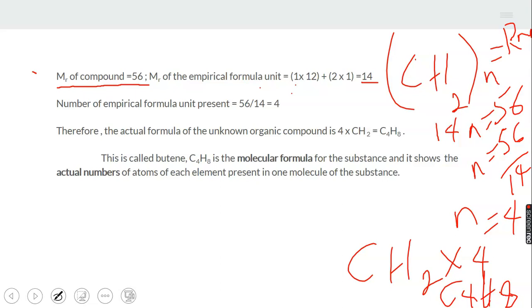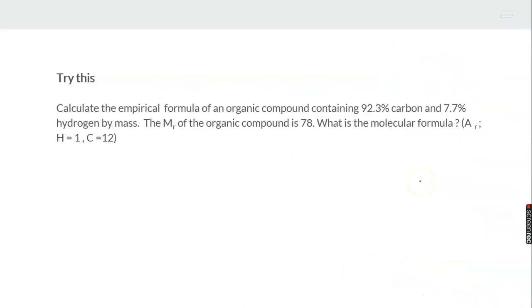What do you call the name? That's butene. Is a double bond compound. So this is called butene. C4H8 is the molecular formula for the substance, and it shows the actual number of atoms of each of the elements present in 1 mole of this substance. So this is how it goes.